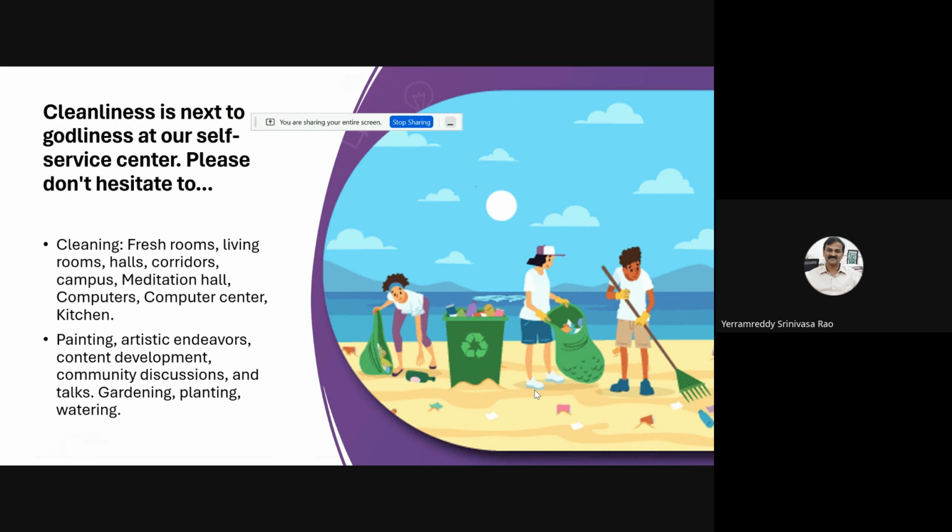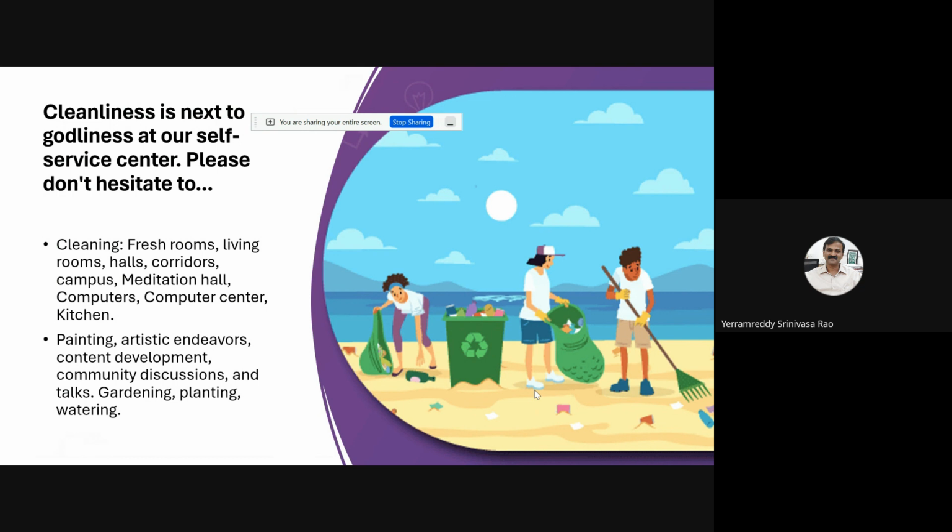Since it is a self service based center, with no commercialization or commercial activities, the maintenance, the cleanliness, fresh rooms, living rooms, halls, everything should be clean and neat. As and when you get time, at least every day, we expect half an hour to 1 hour, you should give service to the center. So we believe cleanliness is next to godliness.